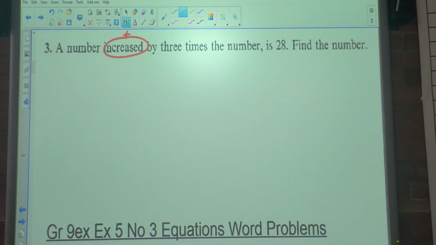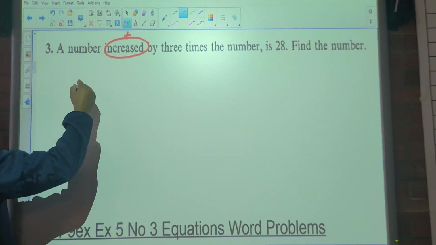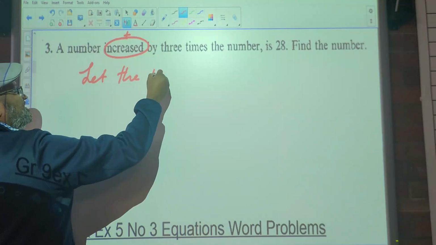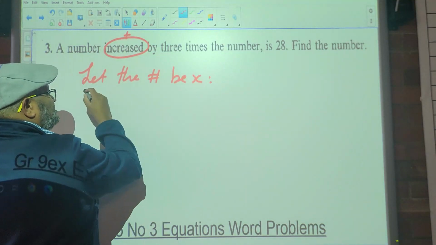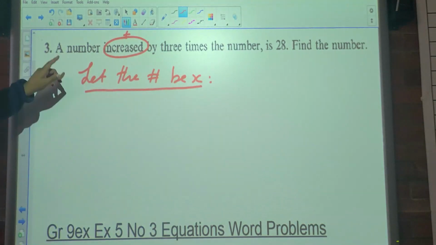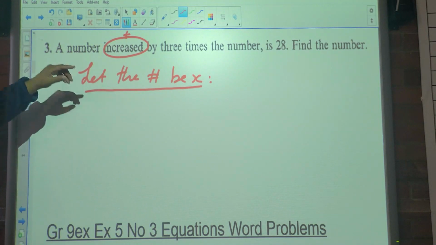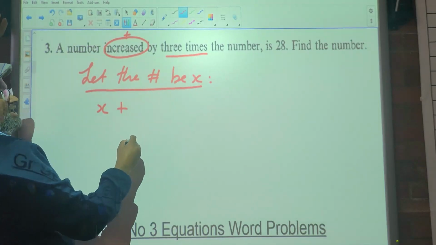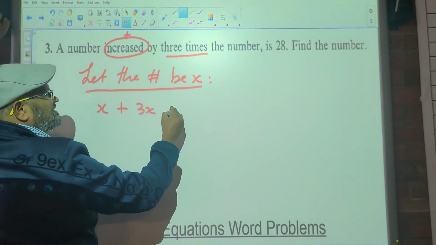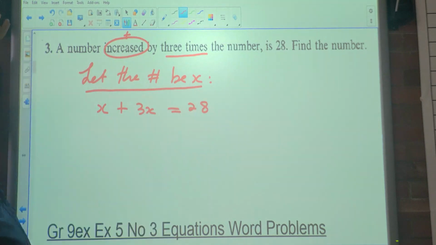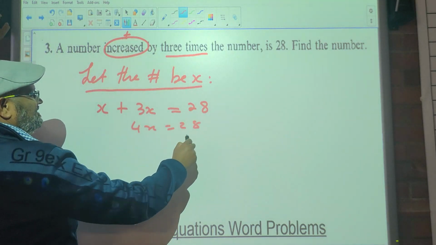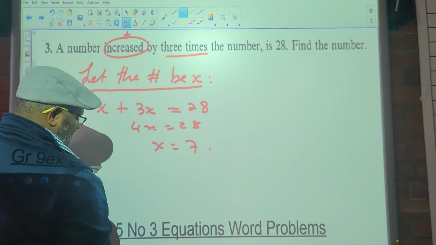Right. So what do we say, people? The question says find the number. So what do I say? Let the number be x. A number which is x, plus 3 times x, which is 3x, is 28. That was an easy one, eh? So x plus 3x is 4x, equal to 28. So x works out to be 7.